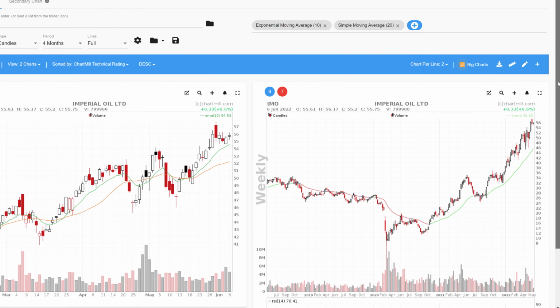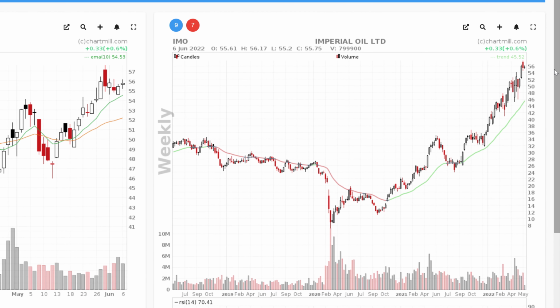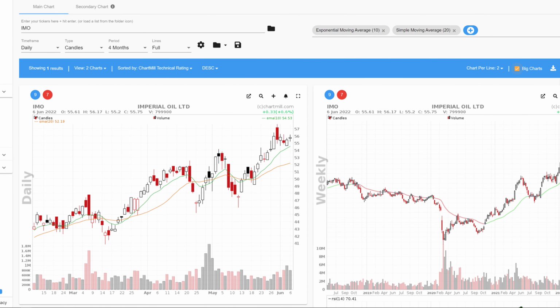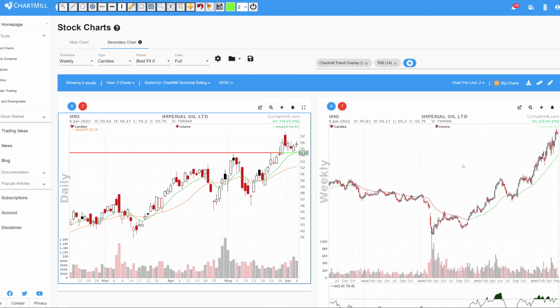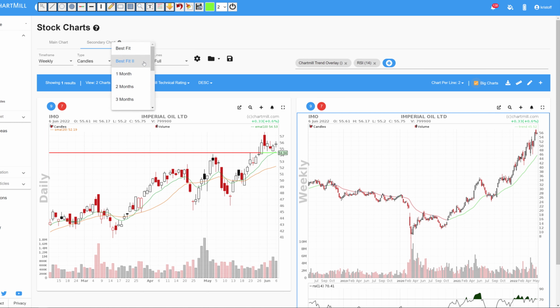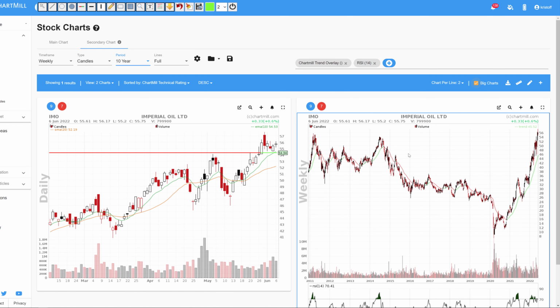The weekly chart is obviously up, it's bullish, it's even a little bit overextended in my opinion. Price is rather far away from the rising moving average, the 30 weekly moving average. And on the daily chart, there was a breakout above the 54 level. And price is now consolidating. But the interesting part is on the secondary chart, on the weekly chart. And I will change the period to 10 years. And as you can see, price broke above very important resistance on the long term.